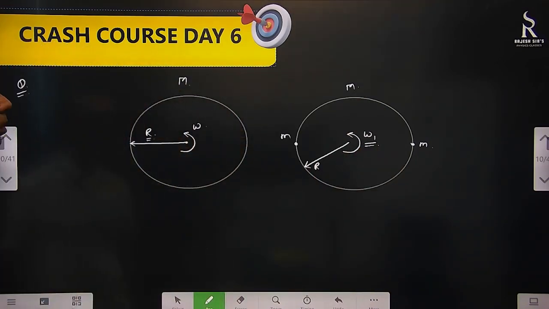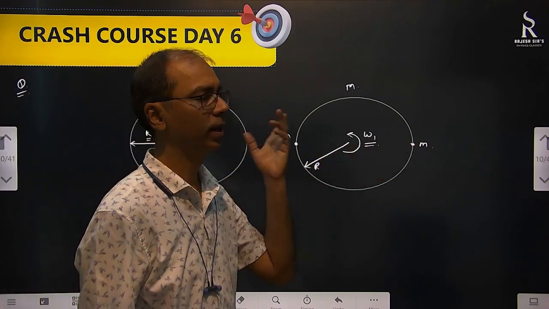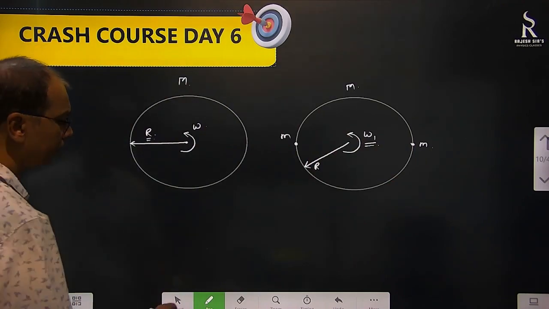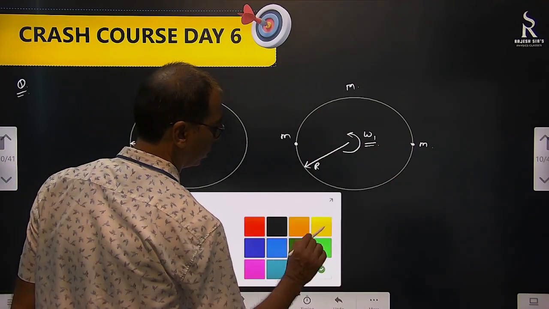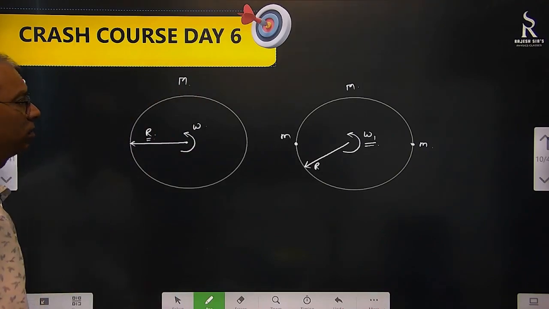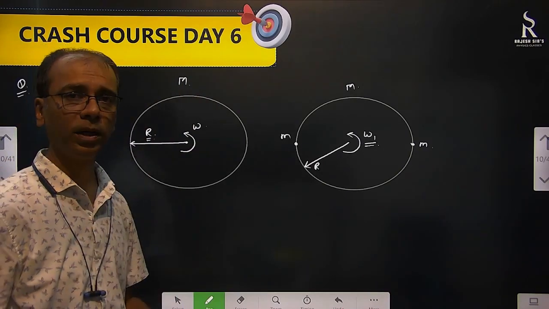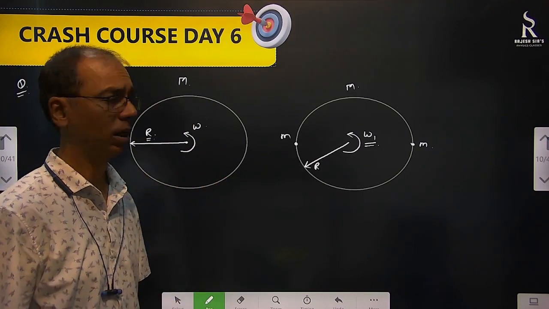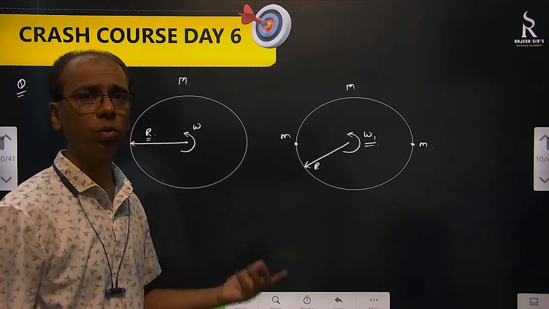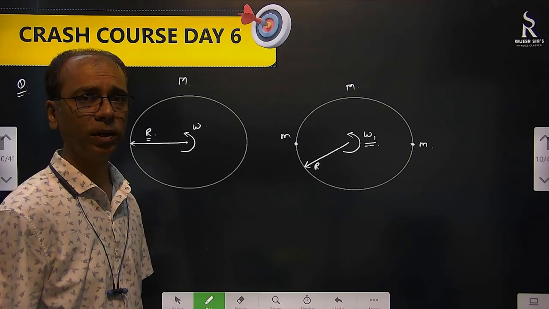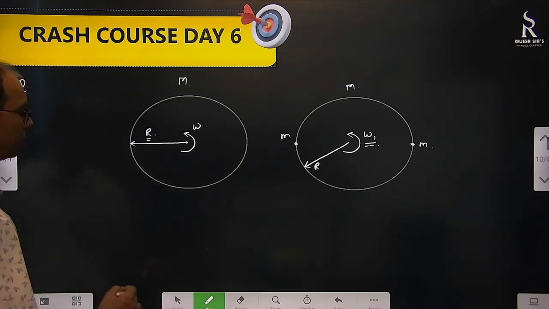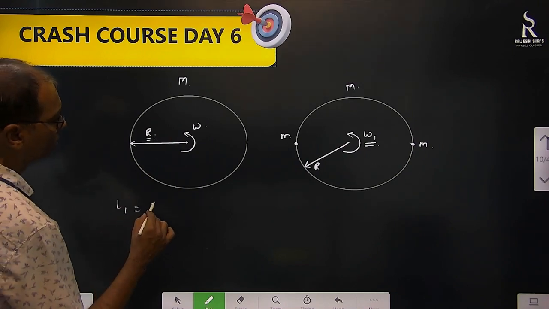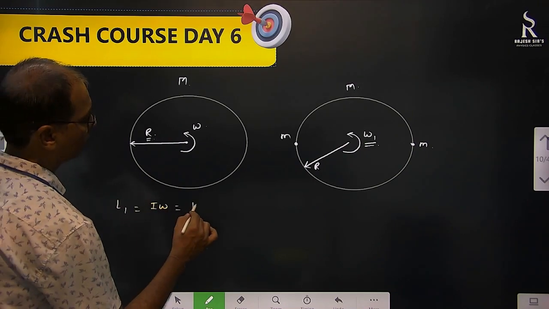What is going to be omega 1 if these two particles are placed on the same ring like this? We say, okay, fine, no problem. Angular momentum is conserved. The reason is that no external force is applied on this, no external torque. Are they applying torque on this externally? No. So in this case, first of all, what is the angular momentum? I omega. What is I? mr square.